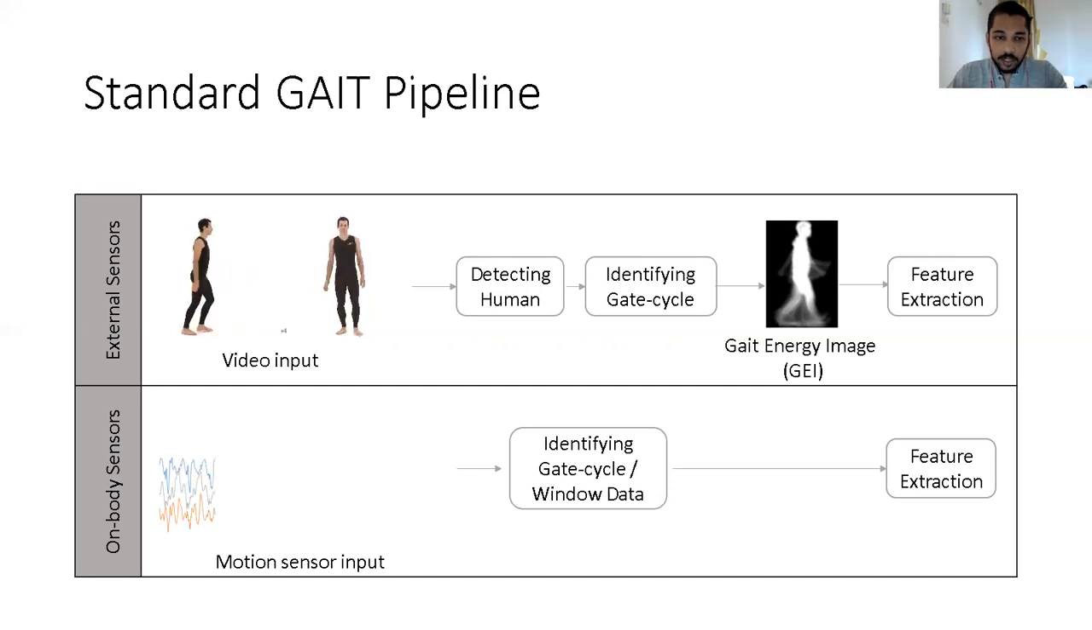Other than external sensors, you can also capture gait using on-body sensors. So for example, any mobile phone these days will have an accelerometer and a gyroscope sensor. When this mobile phone is on your person, say in your front pocket or in your hand, when you're walking, the sensor data can be used to capture the walk movement pattern. So the input in that scenario will be a signal like this, and you can also use this signal to extract features either using the gait cycles or window data and do your predictions on those features.